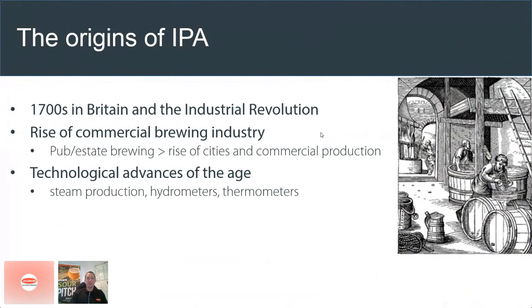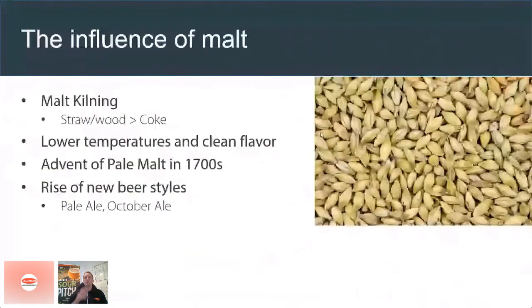So it's a time that ultimately brought greater consistency and control in the brewing process. Now, when we think of IPA, we really think about hops as the defining ingredient, the defining character of IPA. But I want to start off actually, and hopefully my malting friends will be pleased that I'm making this point. Actually, the influence of malt is really key to IPA.